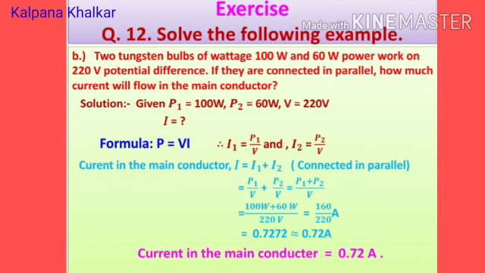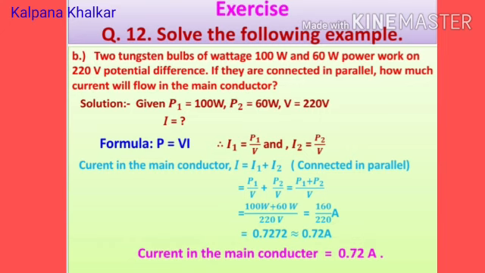B. Two tungsten bulbs of wattage 100 watt and 60 watt power work on 220 volt potential difference. If they are connected in parallel, how much current will flow in the main conductor? Solution. Given P1 is equal to 100 watt, P2 is equal to 60 watt, V is equal to 220 volt, I that we have to find here.